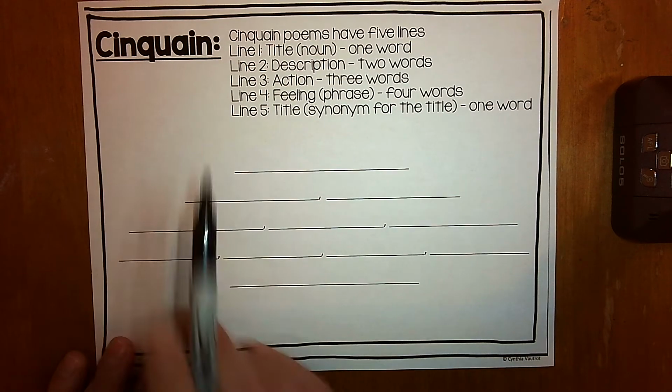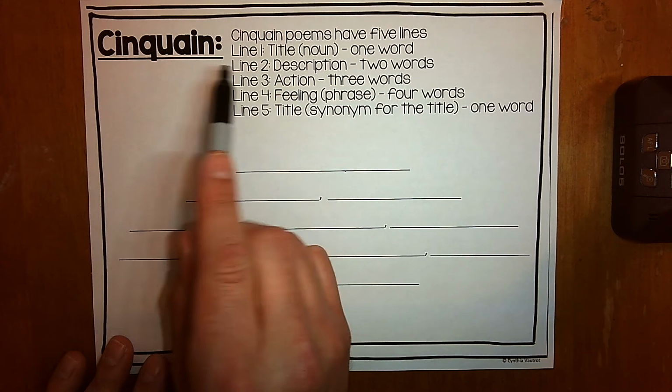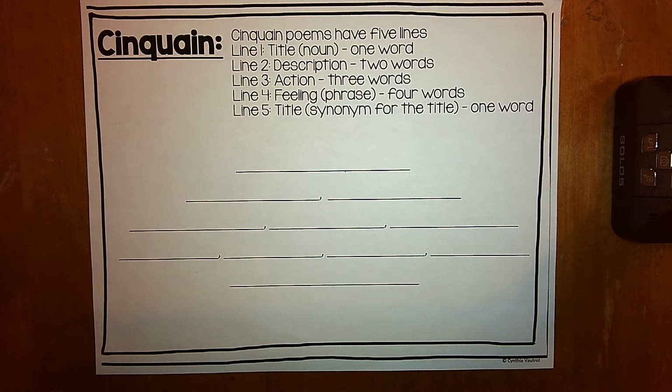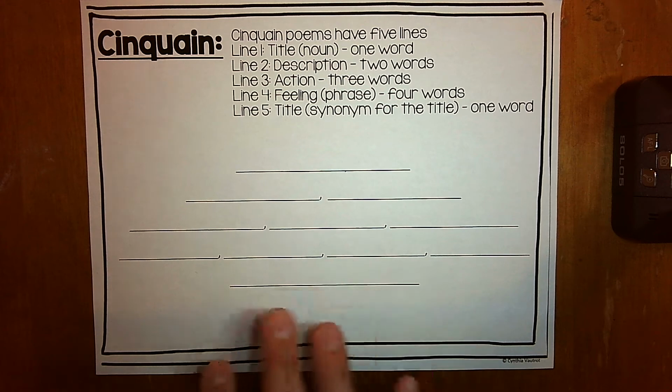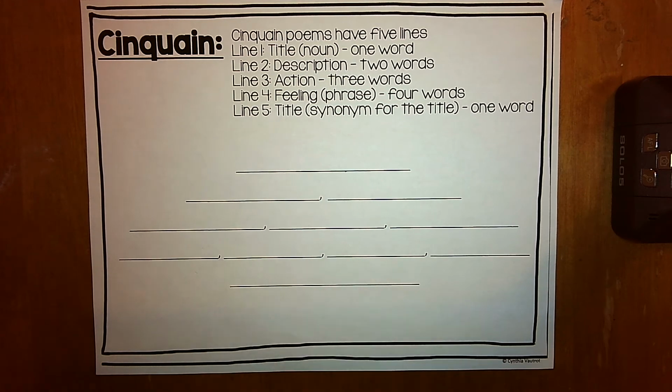And I shared this template with you. There are two ways you can write a cinquain. You can either write it by words or you can count the syllables. So this template does it with words. This is easier. So definitely, if you're struggling, try this way. And I'll show you the way you can do it with syllables too.